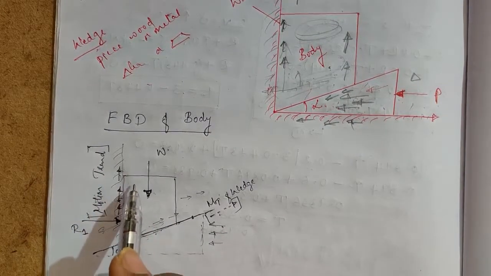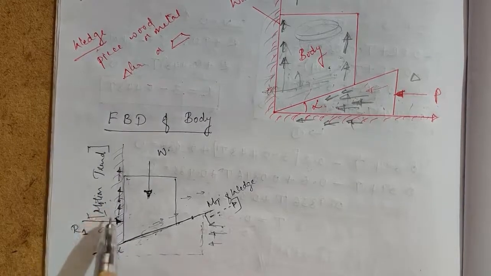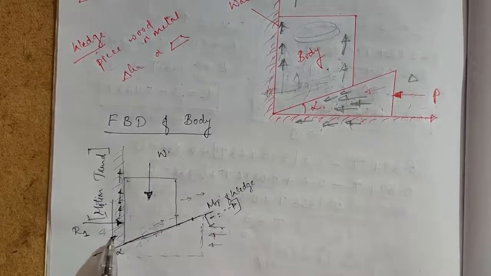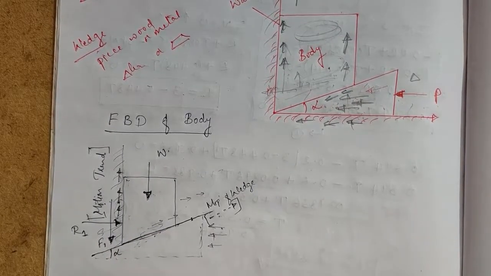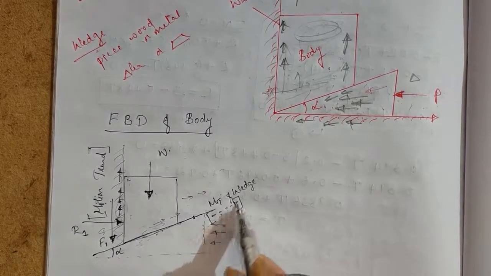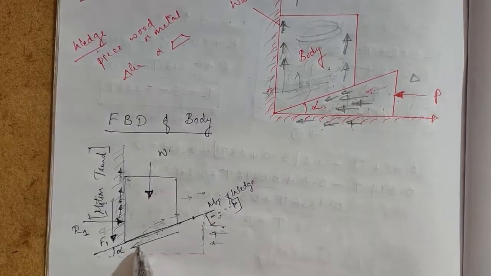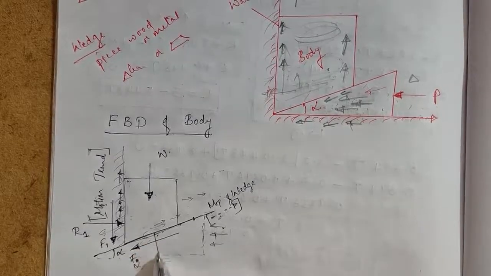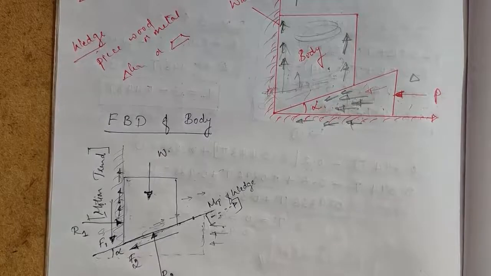The wedge is going upwards, so as the surface is there, there will be friction. As it is going upward, friction will be opposite to that. So this is F1, correct? Then here you come, motion trend is in this direction, the friction will be opposite to that. This is F2, and normal to the surface another force will be there, that is R2.